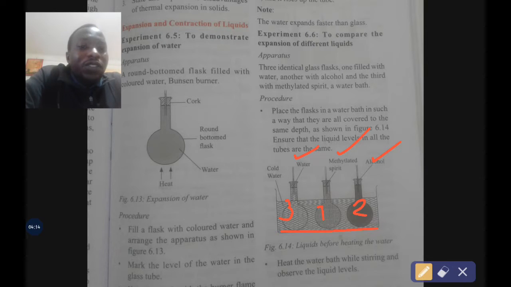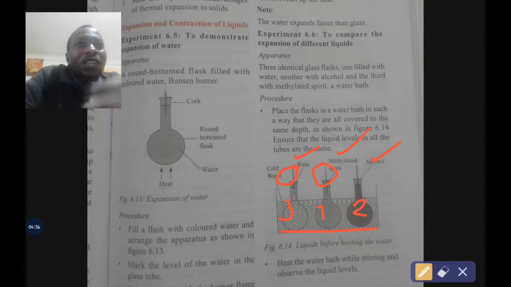So out of these 3, the one with the most contraction is the methylated spirit. So it contracts and it occupies a very small volume. That is why the level within the tube, when you talk about the methylated spirit, will be the lowest. The level inside the tube, when you talk about water, will be the highest.